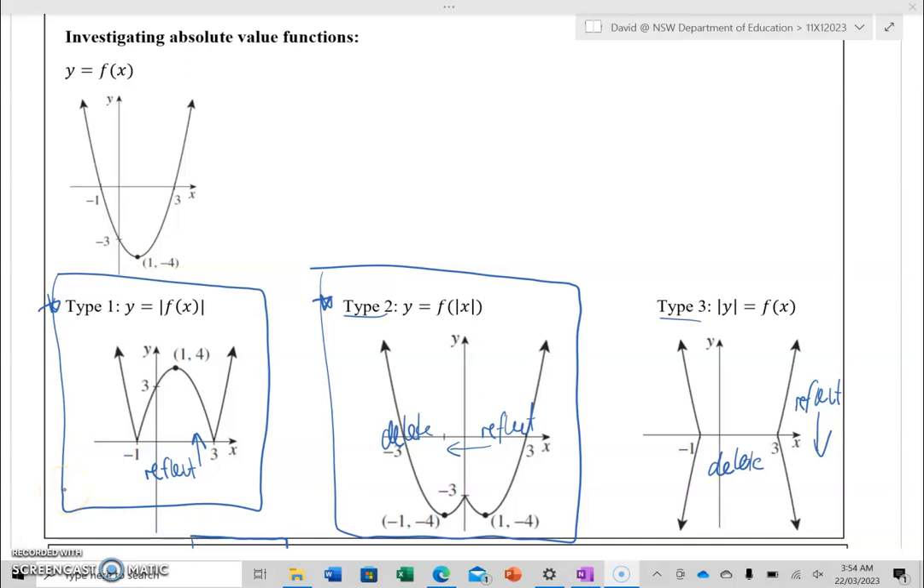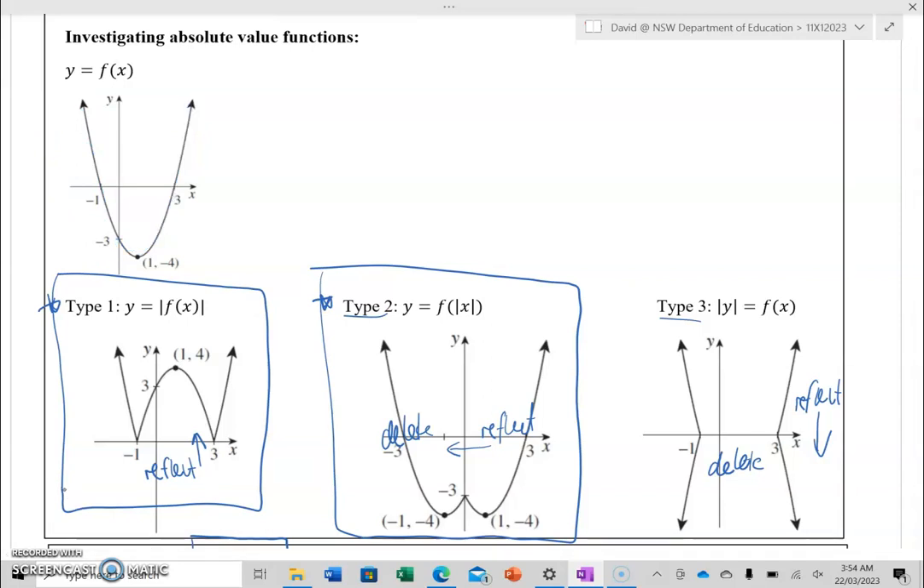In the last video, we looked at graphing y equals absolute value of f of x, which involved reflecting what is below the x-axis above the x-axis. We also looked at another type, y is f of absolute x, which involves leaving what is to the right-hand side of the y-axis and then reflecting that in the y-axis. Effectively deleting the original left-hand side of the y-axis and reflecting the right-hand side on the left-hand side.